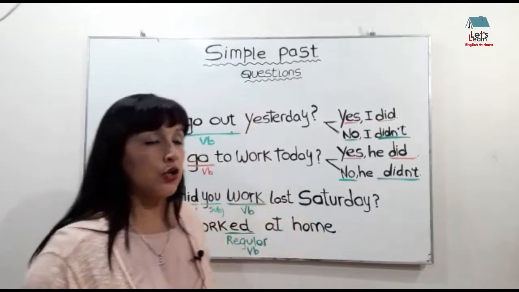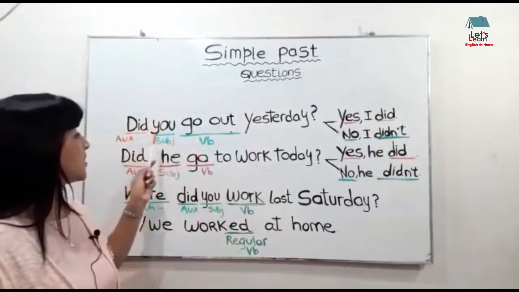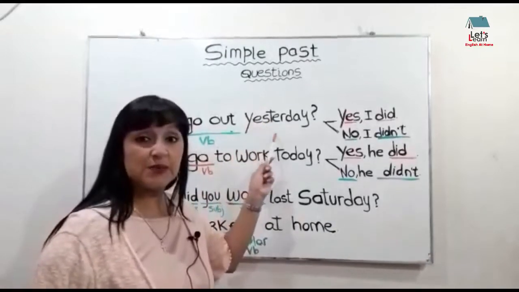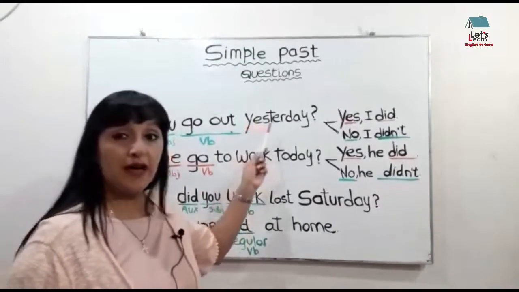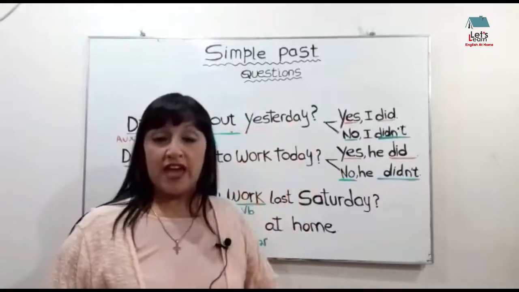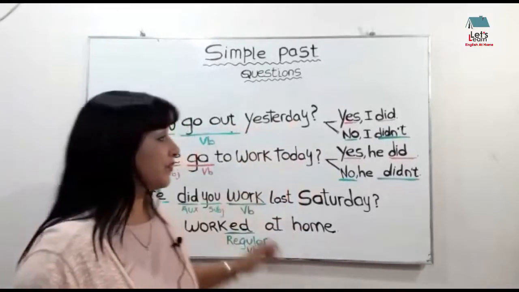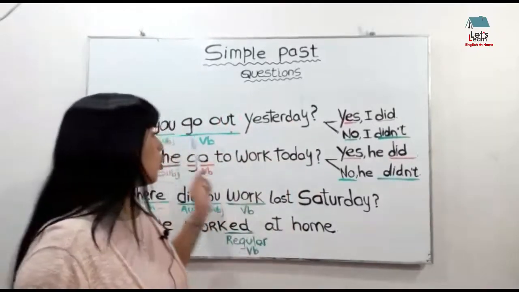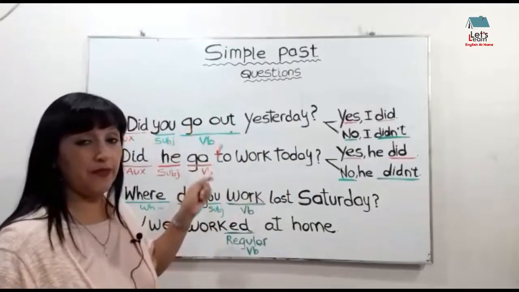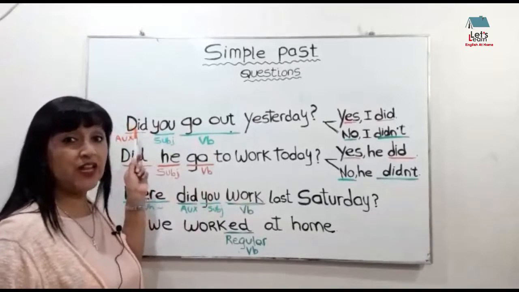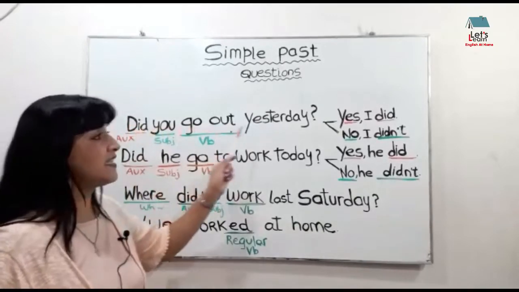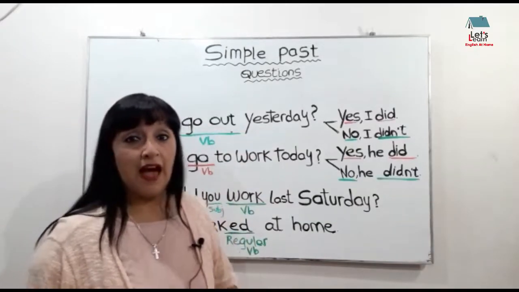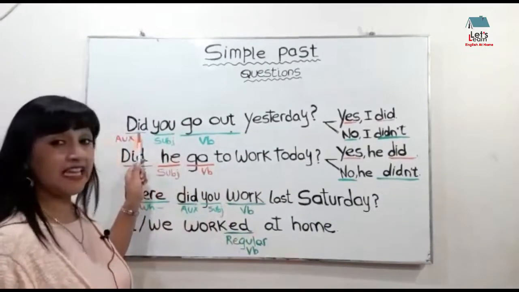Okay? Look. Did you go out yesterday? Yesterday is my past reference, the past time, where the action started and finished. Did you go out yesterday? Go is the verb, and did is the auxiliary. My sentence, my question, is in the past, and the auxiliary is did.